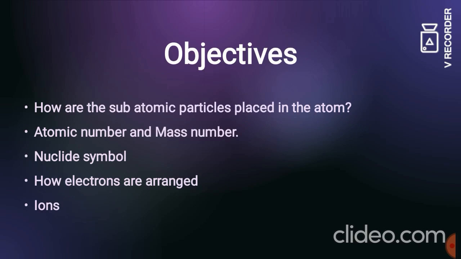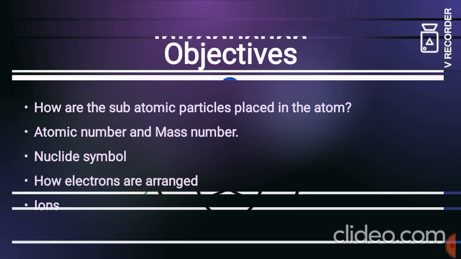In today's class, we are going to see how the subatomic particles are placed in the atom, what is meant by atomic number and mass number, what is nuclide symbol, how electrons are arranged, and what is meant by ions.